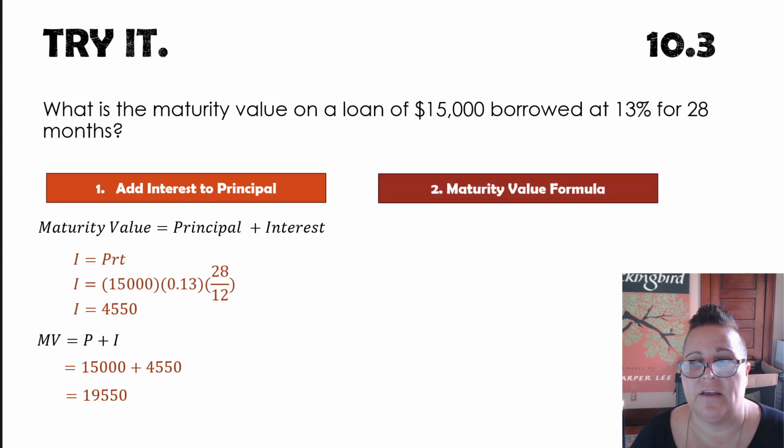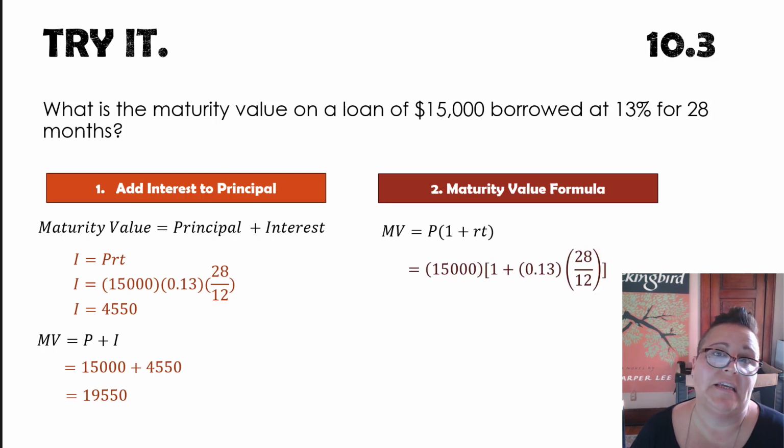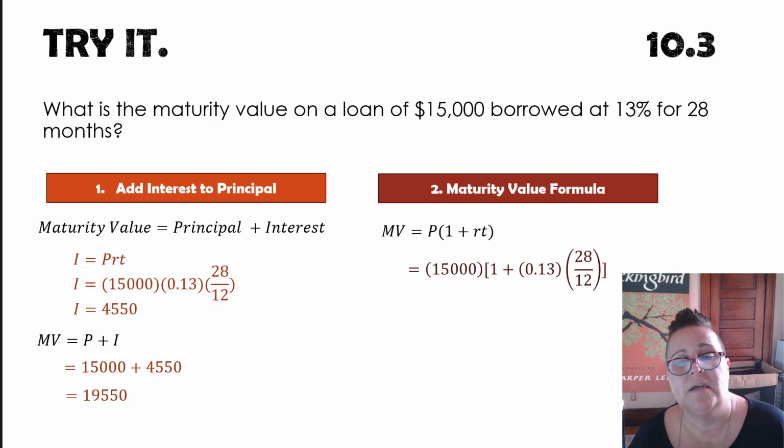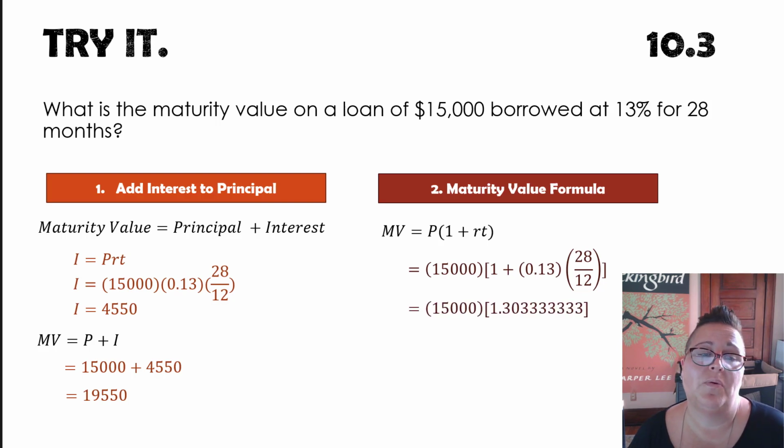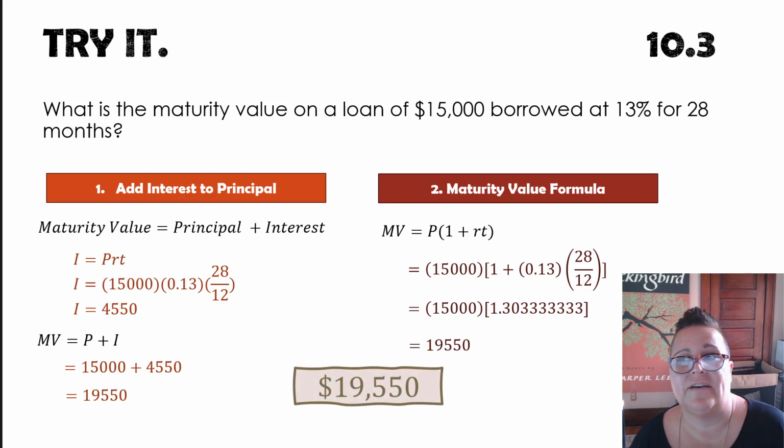If I'm doing the maturity value formula, the maturity value is principal times 1 plus the rate times time. This will be 15,000 times in parentheses 1 plus 0.13 times 28 over 12. Close those parentheses again. So I do need a double set of parentheses here. Or 15,000 times 1.303 repeating to get 19,550. In either case, I get 19,550 as my answer.